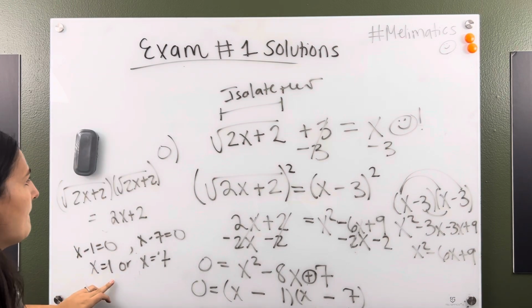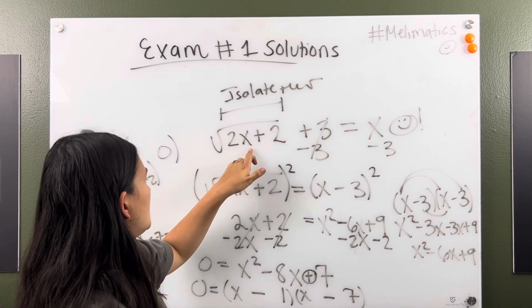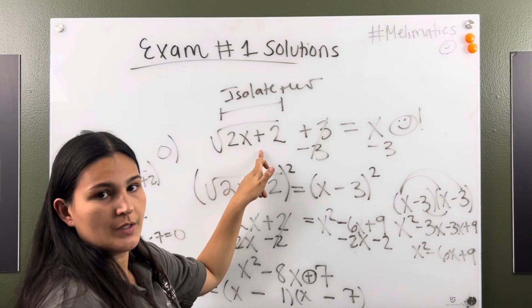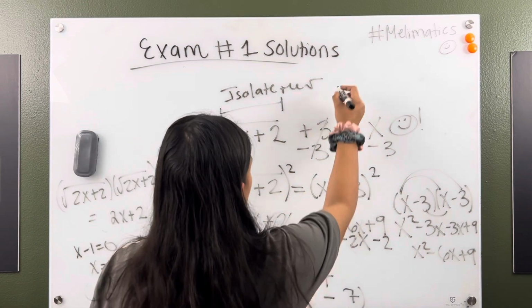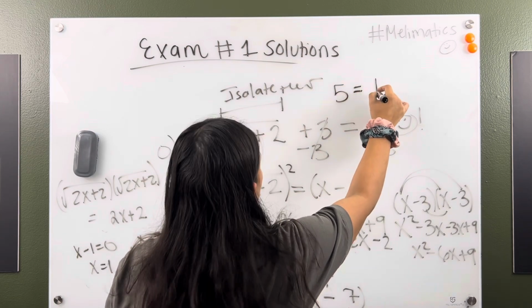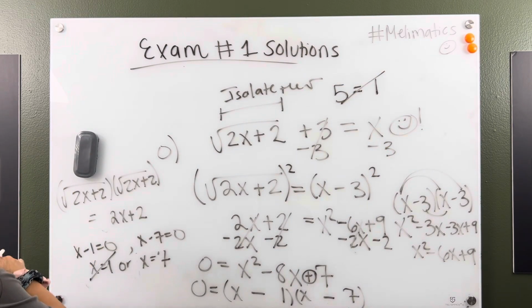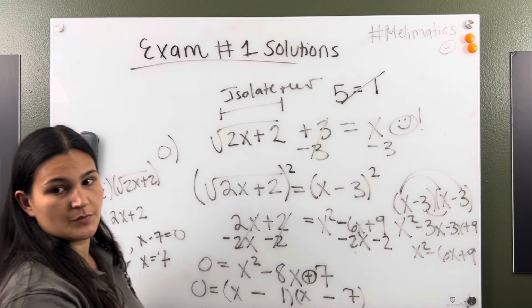Let's plug in 1. 1 times 2 is 2. 2 plus 2 is 4. The square root of 4 is 2, plus 3 is 5. I'm just plugging in. Does that equal 1? No, so 1 does not work. Remember, this is an OR statement, so it could either be 1 or it could be 7. We did all this work.